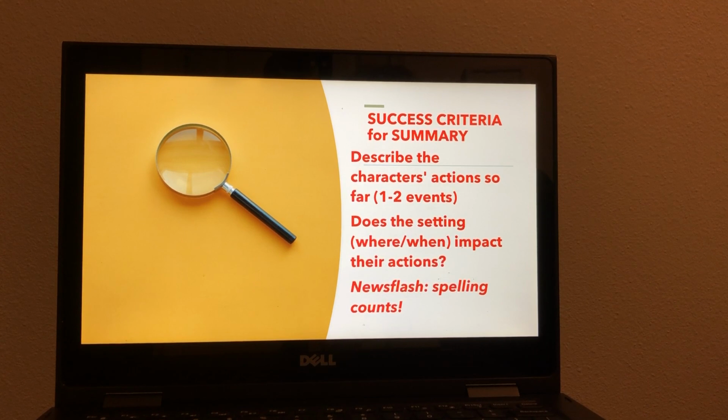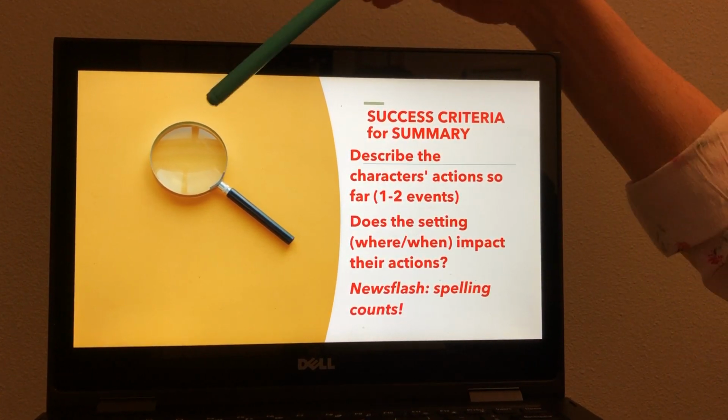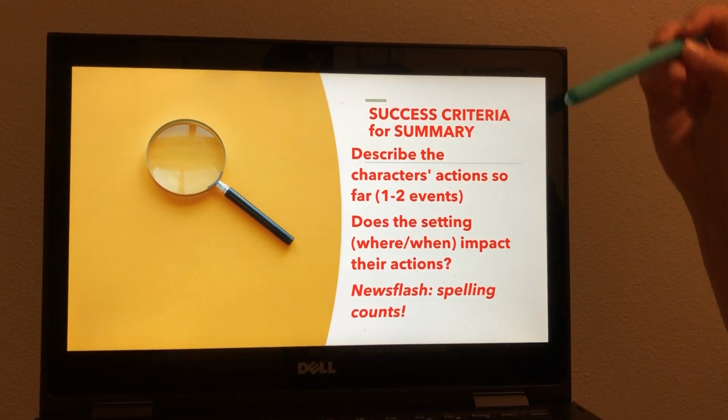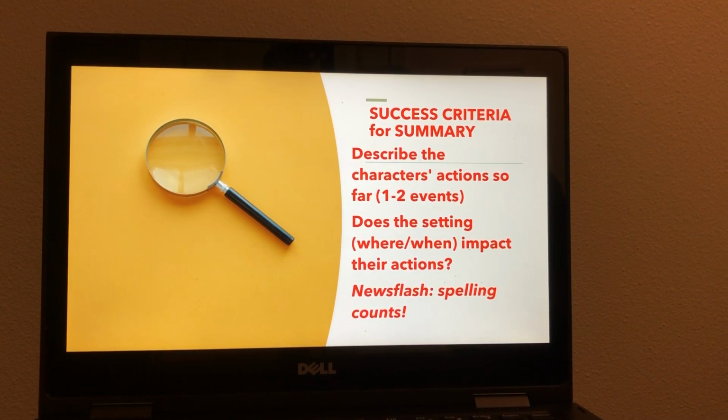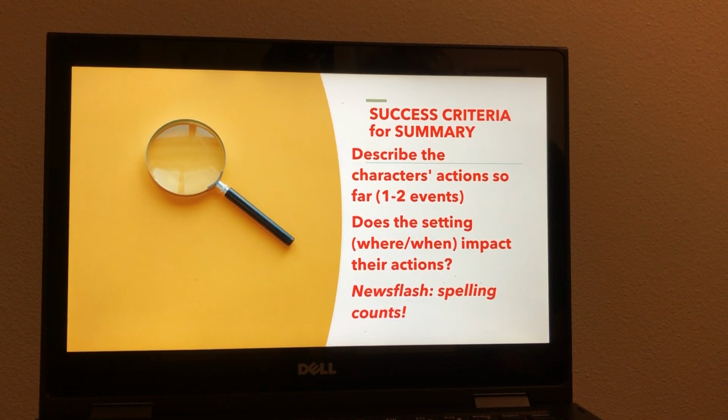So your criteria for this week, let's get our pointer out. Here it comes, magnifying right on this. Describe the character's actions so far in 1 to 2 events. And does the setting, the where and the when, impact their actions? Oh, I added a news flash for you. Yes, spelling counts. Use your book.